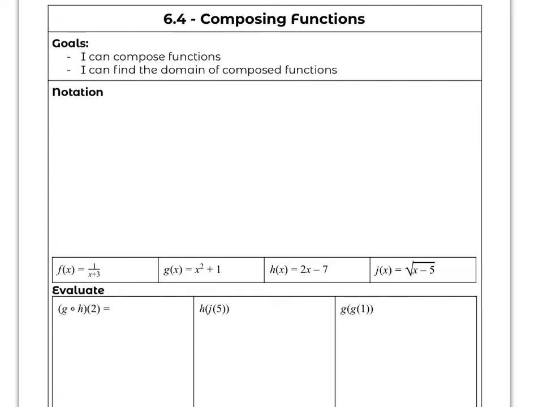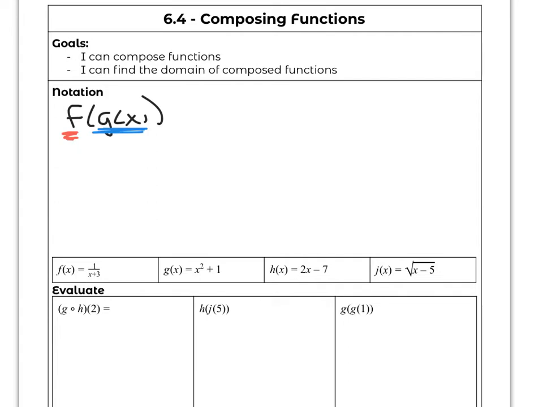Now that we have looked at adding, subtracting, multiplying, and dividing functions, we're going to look at a new concept called composition. The first thing is to know the notation. So the notation for composition looks something like this. It's kind of like an onion. I have an outside function and an inside function, and I could layer this as many times as I want.